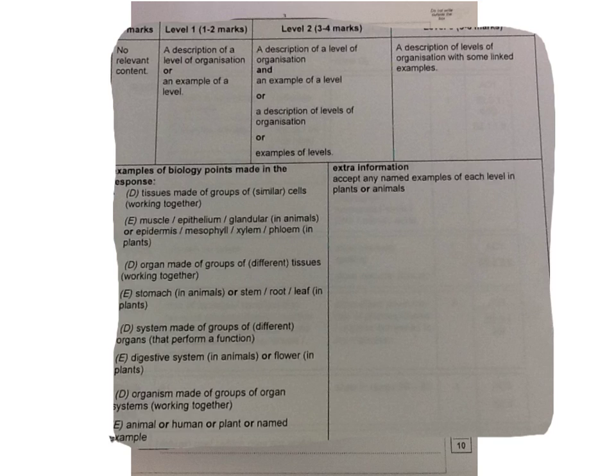Okay, so the actual biology points that you could have made for this question then, in order to get your actual 6 marks. First one, it describes a tissue. So tissues are made of groups of similar cells working together. That was your description of a tissue. And your example, in animals, you could say muscle tissue, epithelium tissue, or glandular tissue, or epidermis. So those are your tissues in animals that you could have mentioned.